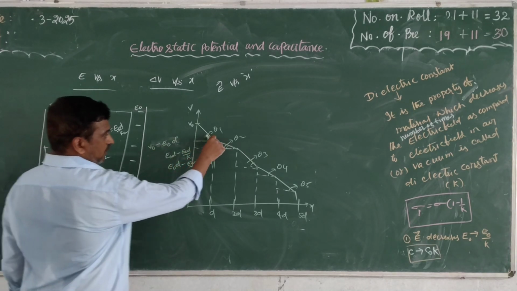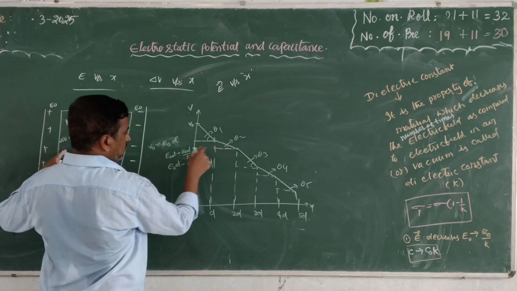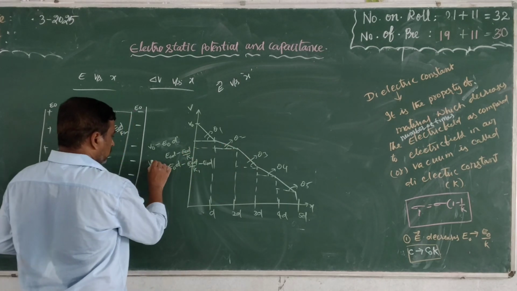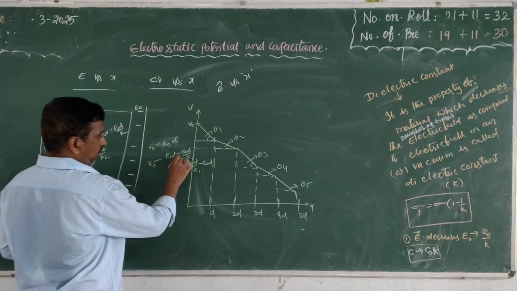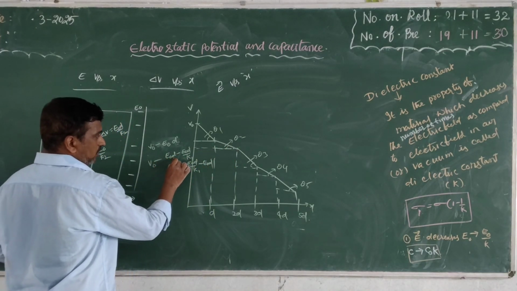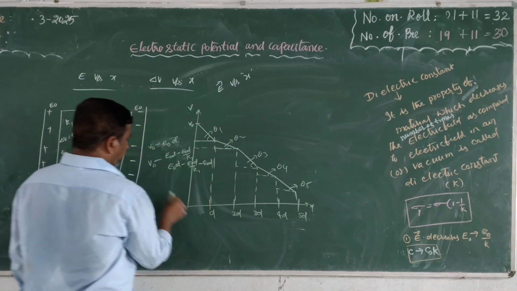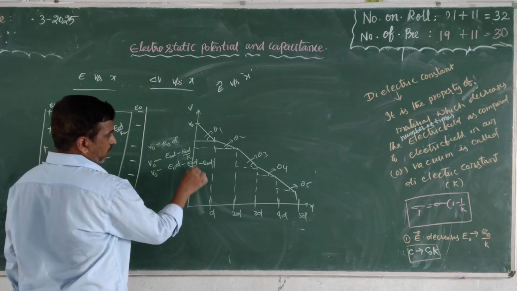Next, from here to here the dielectric is there. In the dielectric case, the potential drop is E naught D by K. Here the potential is V naught minus E naught D, and here we subtract E naught D by K, so V naught minus E naught D minus E naught D by K is the potential here.